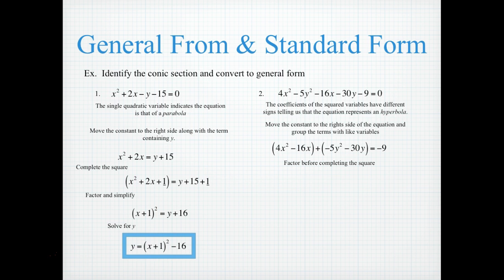Now my next step is to factor before completing the square. So I notice my terms in x are both divisible by 4, and my terms in y are both divisible by -5. So I'm going to factor out the 4 and I'm going to factor out the -5 from their respective groups.